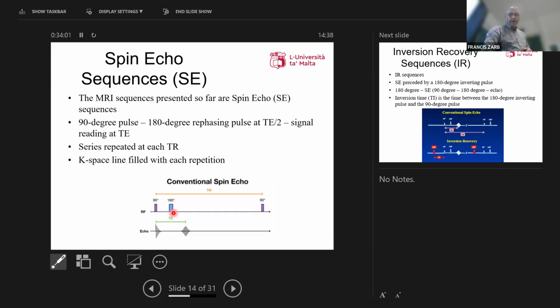Okay? Spin echo sequences can be both T1 and T2. Right? I can have a T1 spin echo or a T2 spin echo. It means I will have a 90 degrees followed by a 180 degrees pulse, but the variation of TE and TR gives different weightings. Okay?